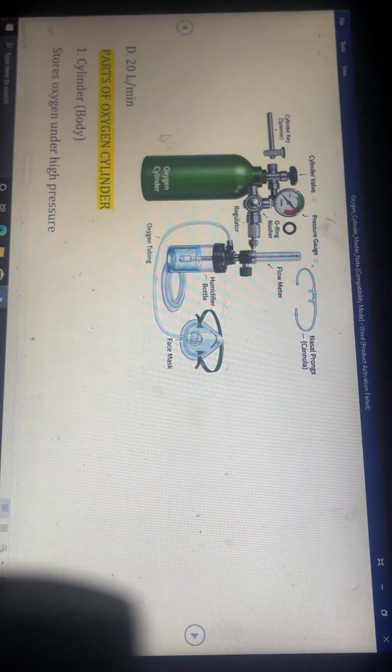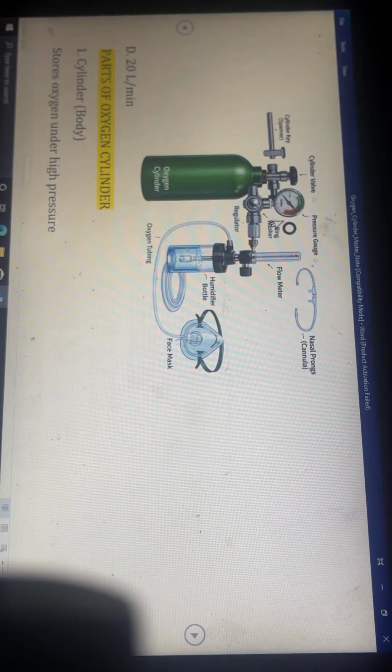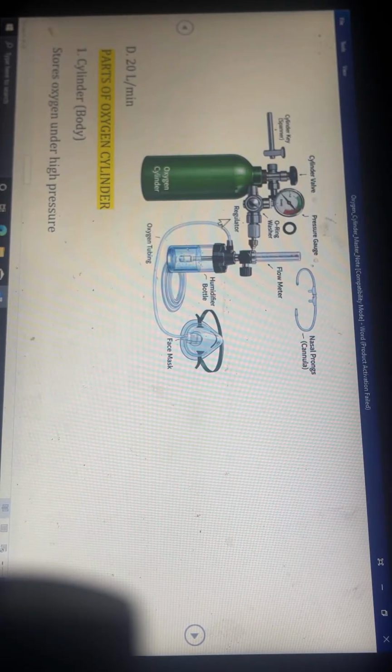Now, this is the oxygen cylinder. This is the key, the spanner. This is the cylinder valve. Look at it. The valve, you open it here or you close it. If you close it, no more oxygen will come out. If you open it, oxygen will flow. The pressure gauge shows the pressure inside, whether it is full or not. If it is half, it will show by its reading. If it is empty, it will read 0. If it is a little bit filled, it reads 20, 75. If it is 100% filled, it reads 100.